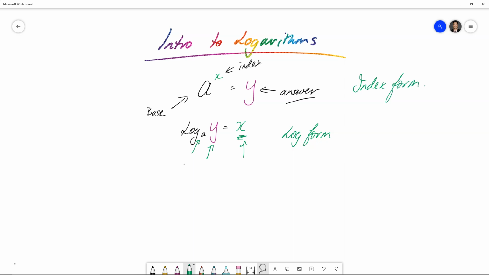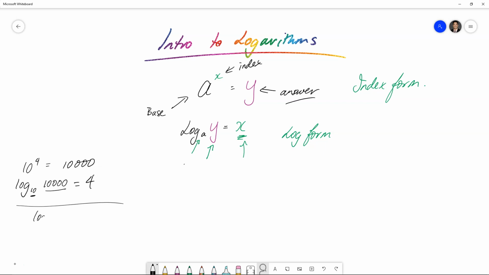Okay, so just a few examples. Let's say we had 10 to the power 4 is equal to 10,000. That's a very basic statement, and it makes sense. But if I ask you to change it into log form, we get log base 10. What is the result? 10,000. So 10 to the power of what gives you 10,000? The answer is 4.